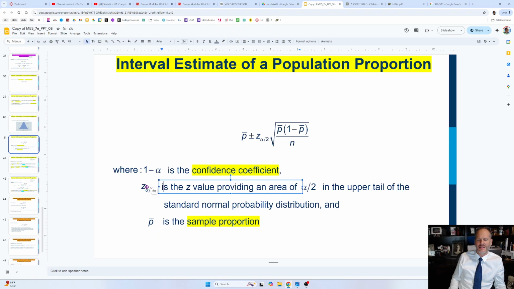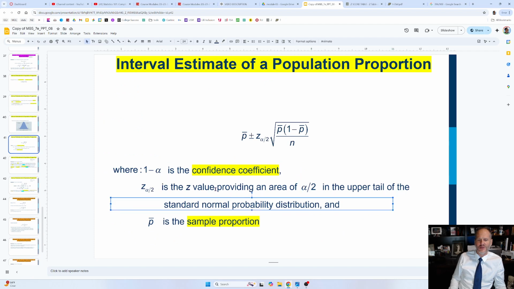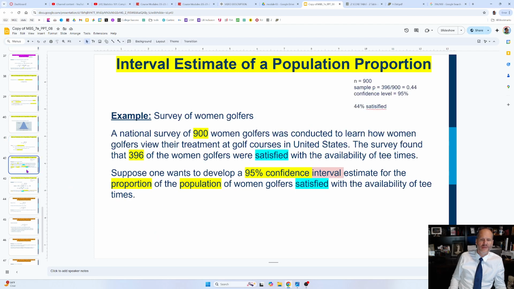And then we have z with alpha divided by 2, the z value providing an area of alpha divided by 2 in the upper tail of the standard normal probability distribution. And we have p with a line over it, which is, what do we call it? X bar. We're going to call this p bar, and that's the sample proportion. So here is this in action.